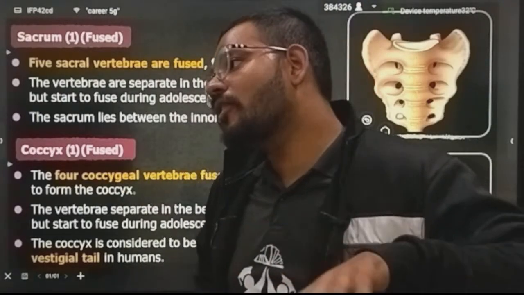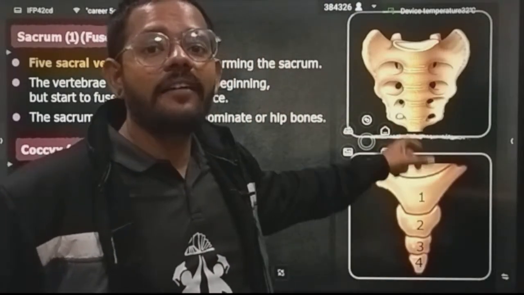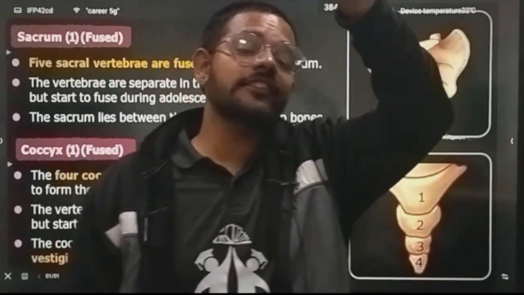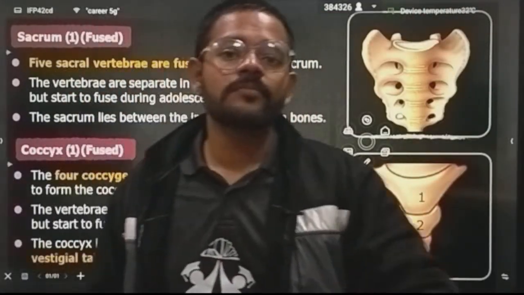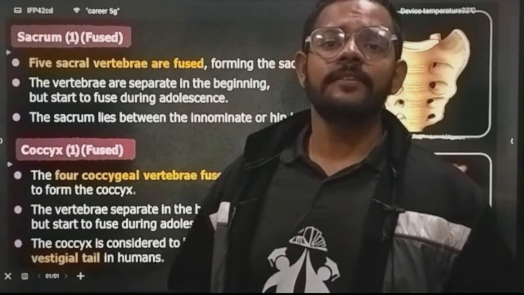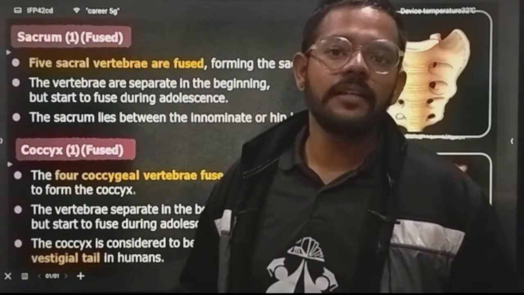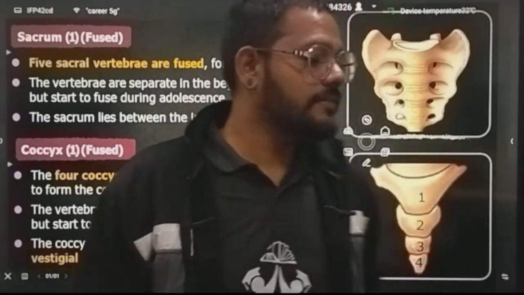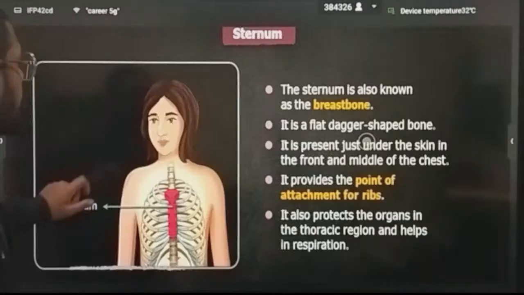But it is now not in our use, so it gets degenerated over time. After some thousand or lakh years, you will find there is no coccygeal bone inside our vertebral column, because it does not have any work inside your human skeletal system. It is just like a vestigial organ of your body. So this is your vertebral column.